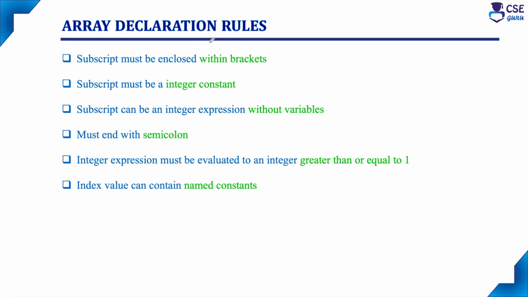Next, rules to declare an array. Normally, if we want to declare any array, first we need to specify the data type: int, float, char, any data type. Then we give the array name. Then within the brackets, we specify the subscript value, that is, the index value. And then it should end with a semicolon. So these are the array declaration rules.